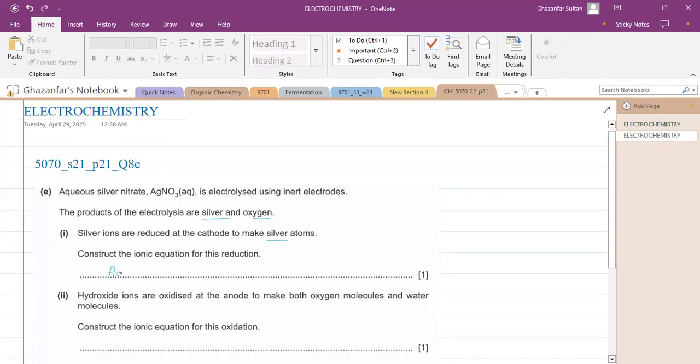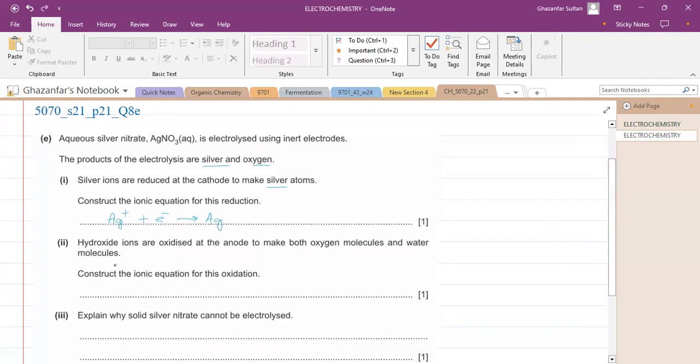So it is a very easy reaction. Ions were already given. So silver ion is Ag plus. It gains one electron to produce its one atom. So 1 mole of electrons produces 1 mole of silver. And for hydroxide, as it was the aqueous solution, again remember that there were two cations, silver and hydrogen ions, and two anions, which were nitrate and the hydroxide ions.